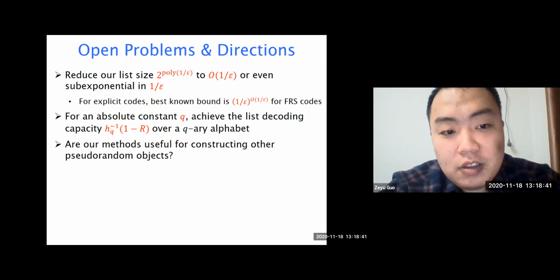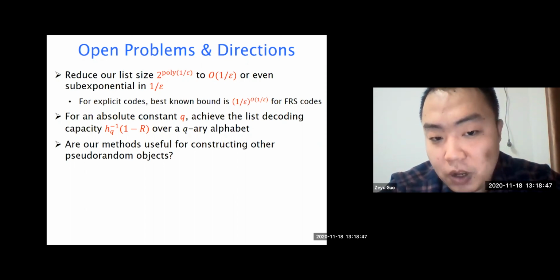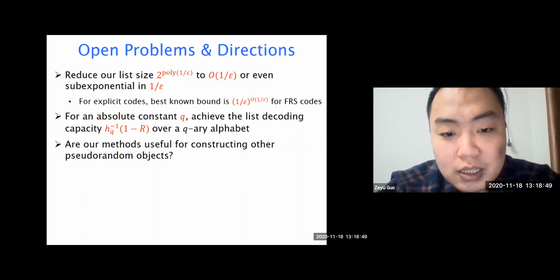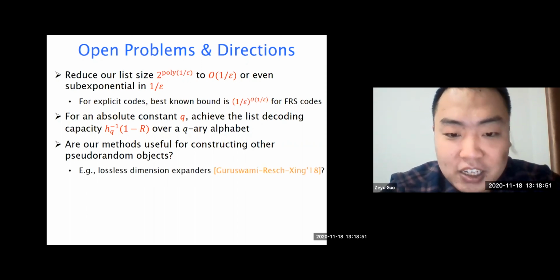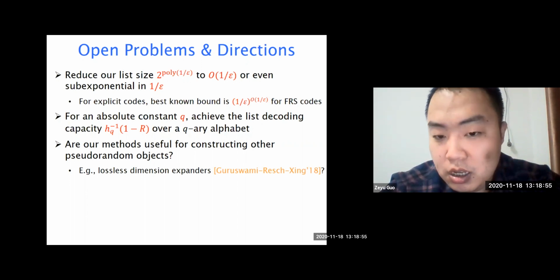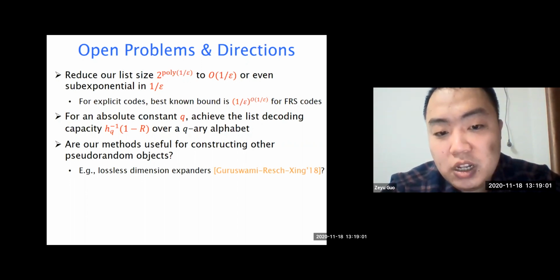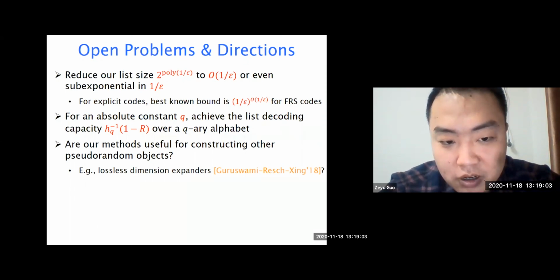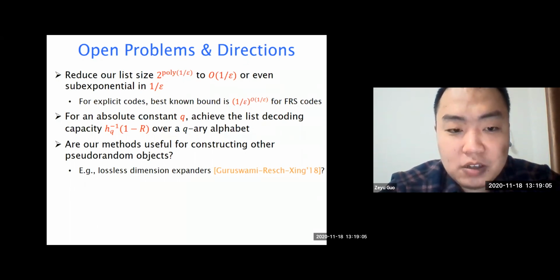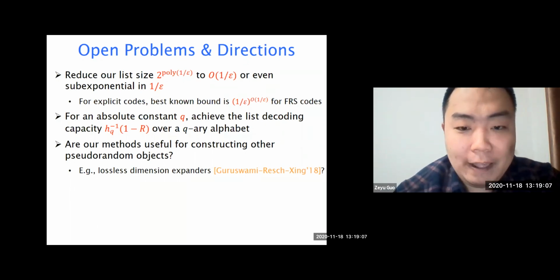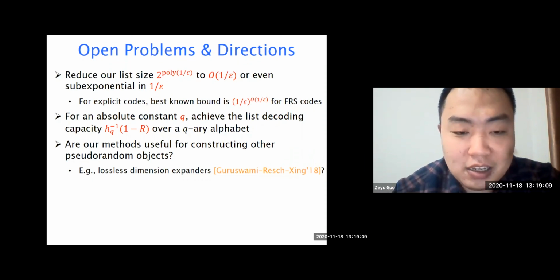And the third question is whether our methods are also useful for constructing other pseudo-random objects. One potential application we have in mind is the so-called lossless dimension expanders, constructed by Guruswami and Xing, and their method uses this decoding framework. So we wonder if our methods are also useful there, and also maybe in other places.